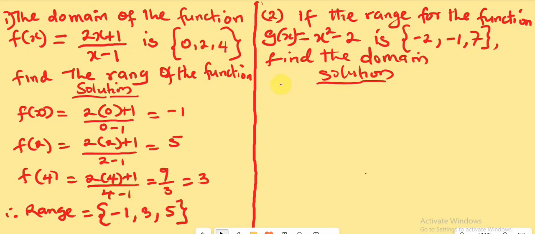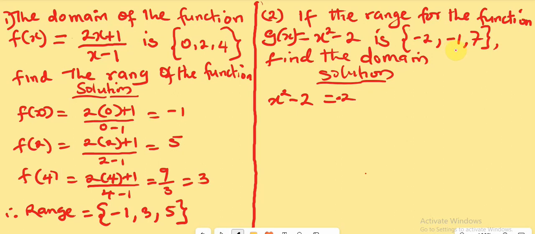Very simple. So the second question is: if the range for the function g of x equals x squared minus 2 is minus 2, minus 1 and 7, find the domain. This is actually going to be the inverse of this. This time, the range is given, you are required to find the domain. So I'll bring out the function, which is x squared minus 2. I will equate this function with minus 2, because minus 2 is the image here.